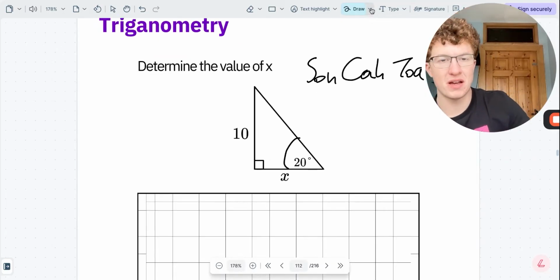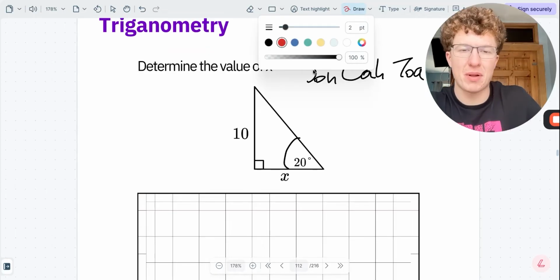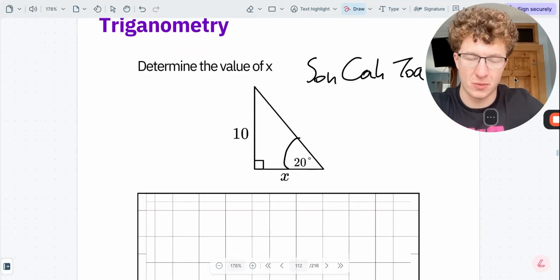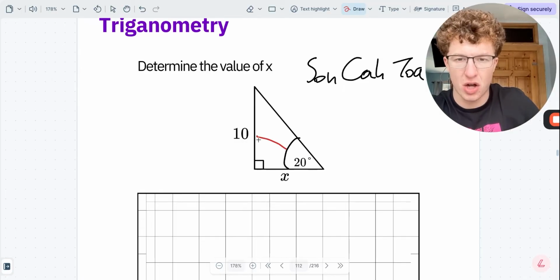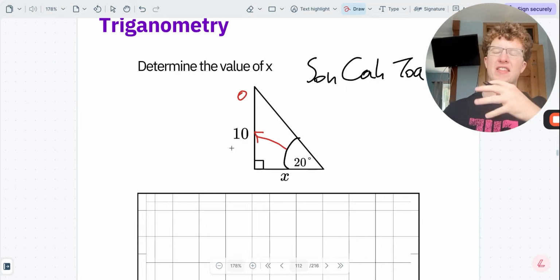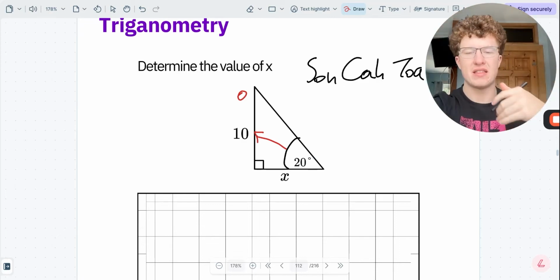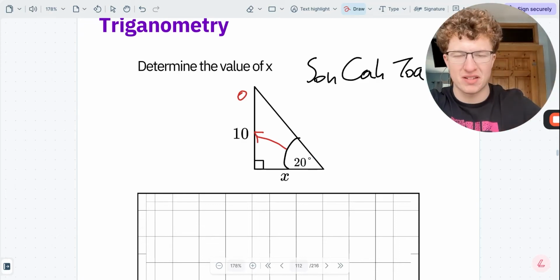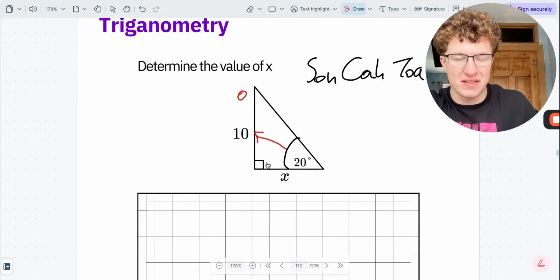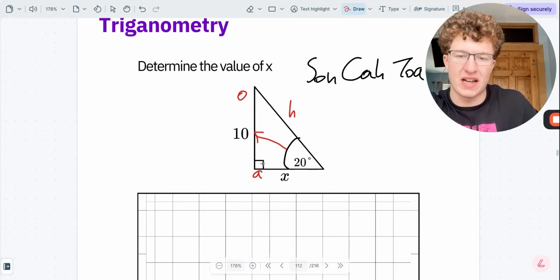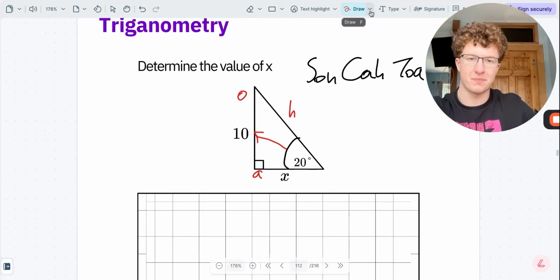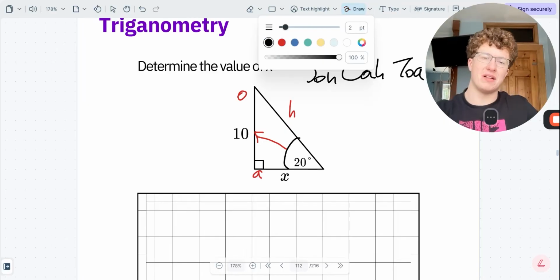Next step here, label the diagram. Label what sides of the triangle we have. So, always start, I would say, with the opposite. Opposite is always, as the name would suggest, opposite the angle. Imagine you're at the angle and you're looking away. That's the side opposite to you. Then adjacent will always be next to the angle, so that'll be down here. And the hypotenuse is always the longest side of the triangle, or you could think of it as opposite the right angle.